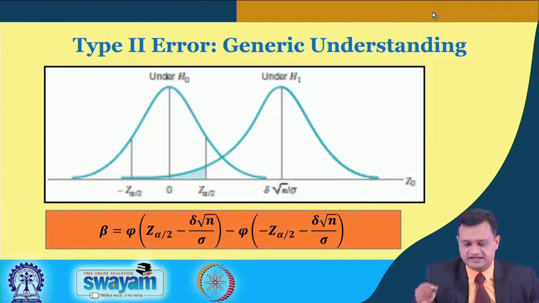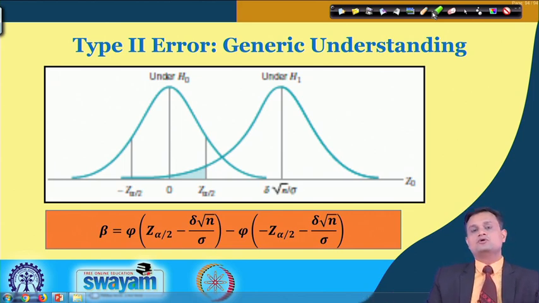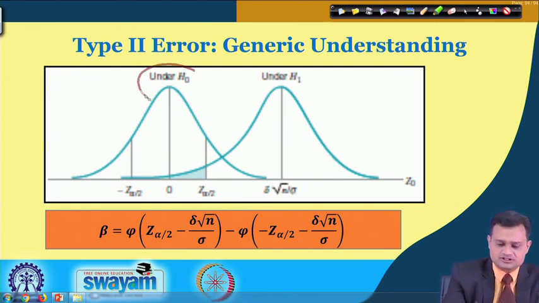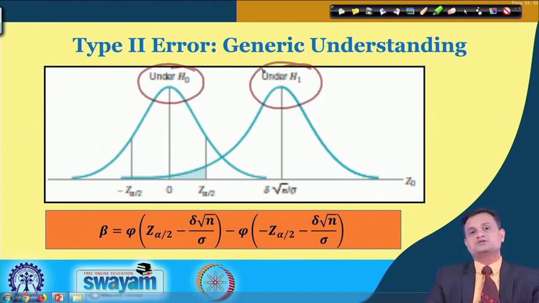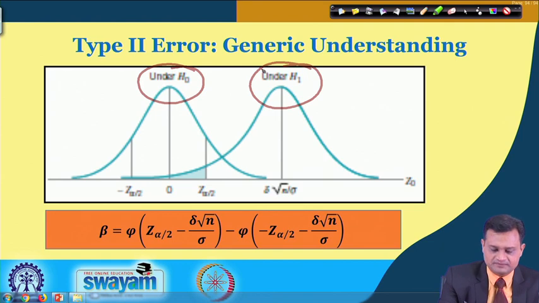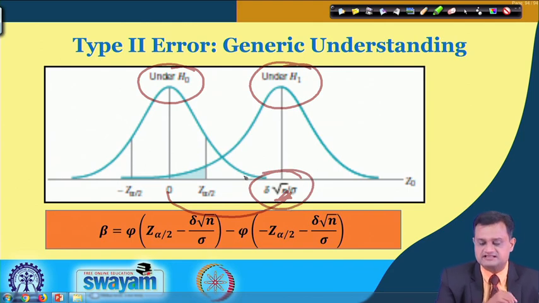Just see, I am repeating the generic understanding, because the moment you have to plot the OC curve, you need to know properly the type 2 error, your beta risk. Just see, this is the process under H0, the null hypothesis, and this is under H1. When I say H0, it means there is no shift in mean, my process is as it is, the status quo is maintained. When I say H1, yes, there is a shift in mean, and now this has shifted from this to this, and the shift is delta square root of n divided by sigma. We have already seen this, it is just a revision.